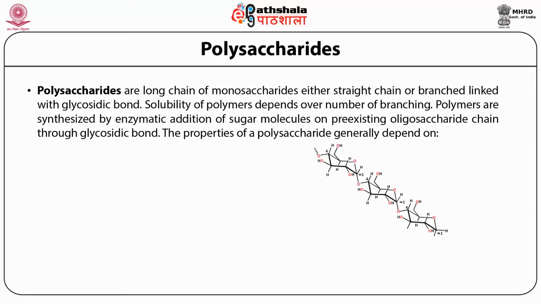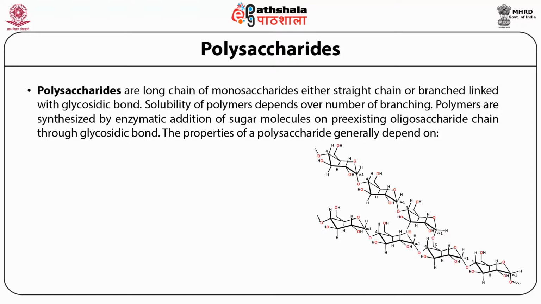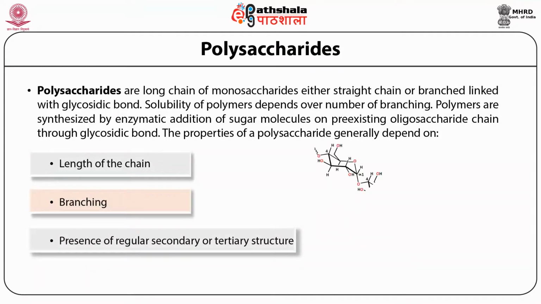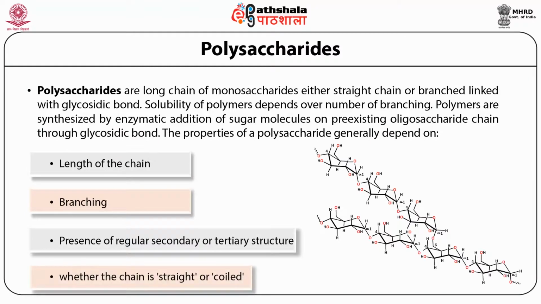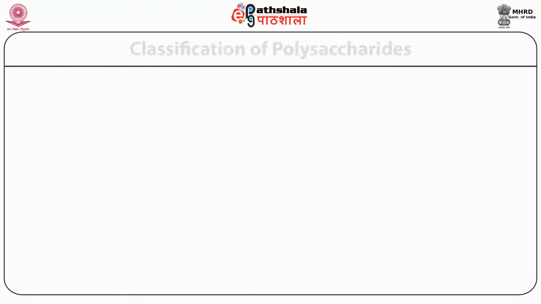For example, glycogen is much more soluble than starch, and the polymers are synthesized by enzymatic addition of sugar molecules to a pre-existing oligosaccharide chain through glycosidic bonds. The properties of polysaccharides generally depend on the length of the chain and the branching, the presence of regular secondary or tertiary structure, and whether the chain is straight or coiled.